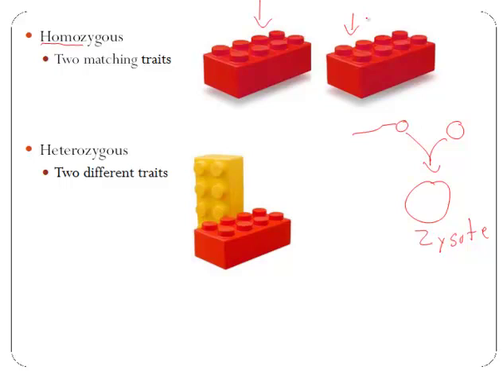So if we're looking at our Lego analogy, they would get red from each parent. Hetero means other, again referring to the zygote with the zygous. You get two different traits. So you get a yellow Lego from one parent and a red Lego. This would be analogous to you get the blue eye color from mom and brown eye color from dad, and then your actual eye color is a combination of these.